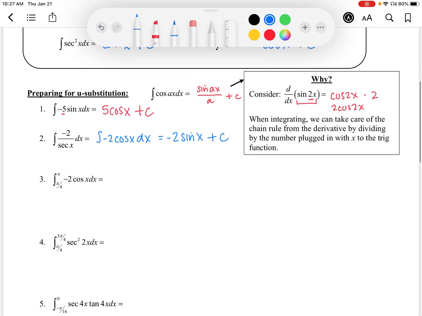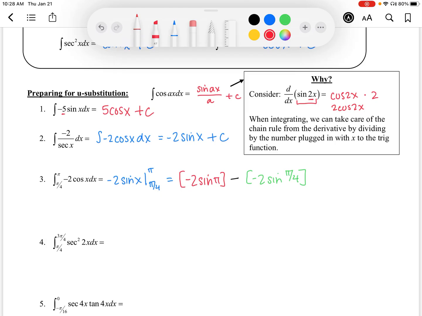All right, number 3, we've got a negative 2 cosine x. That's the same integral that we just took, but now we have bounds. We're going from pi over 4 to pi. So for negative 2 cosine x, our integral is negative 2 sine x, from pi over 4 to pi. What that means is I'm going to plug in my pi, so negative 2 sine of pi, and subtract from it plugging in pi over 4, so negative 2 sine of pi over 4.